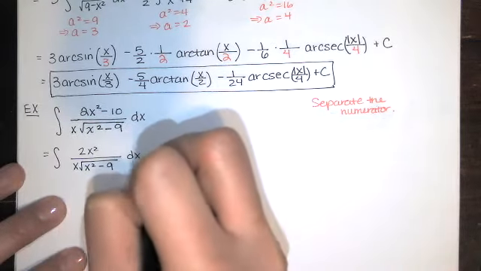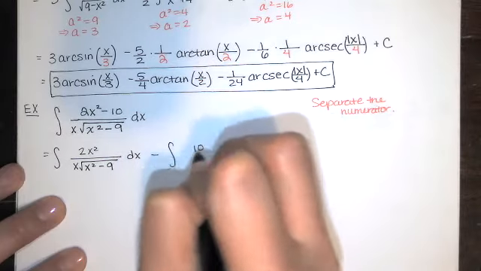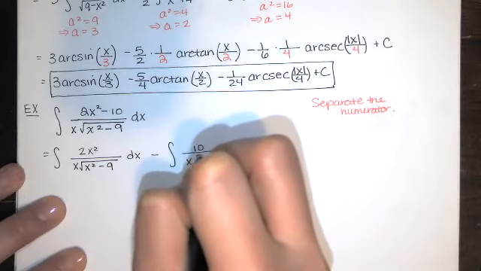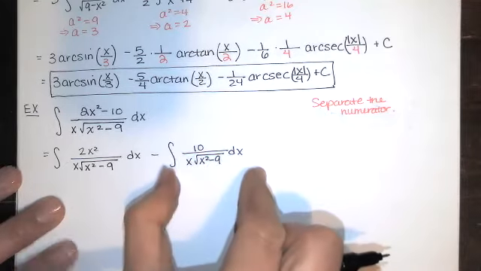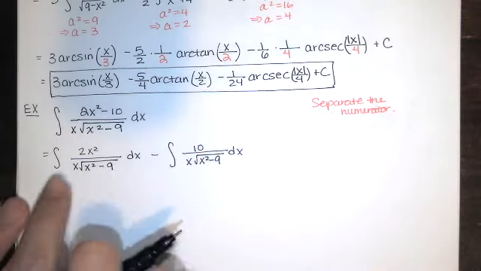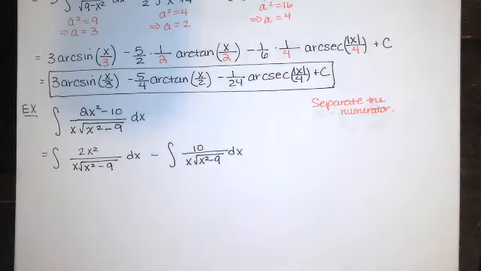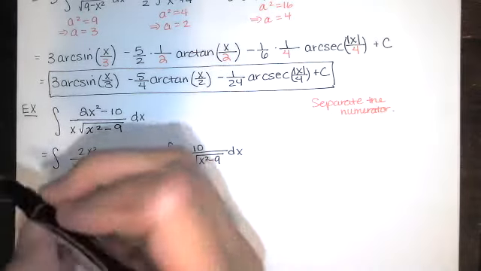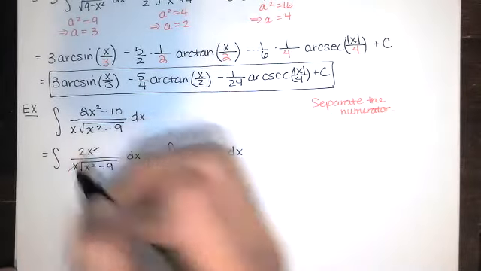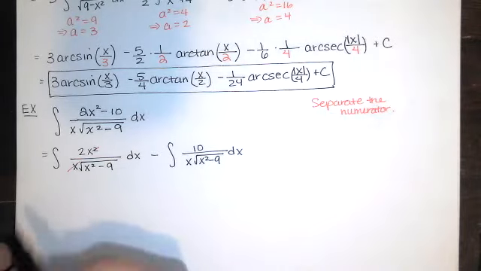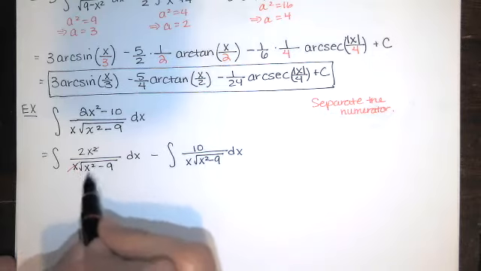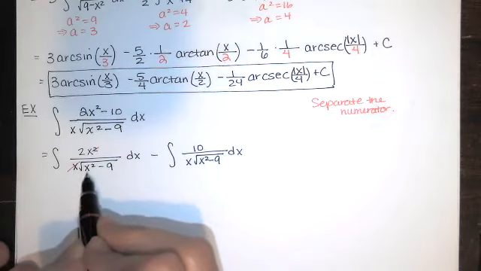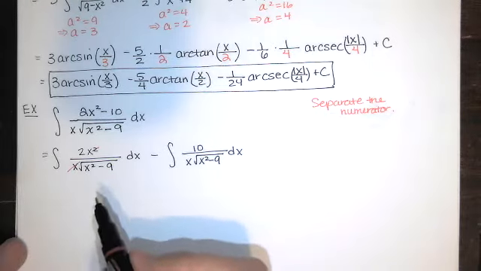And I'll have that as a separate integral, minus the integral of 10 over that denominator. And this turns out to be an arcsecant function, and the first integral ends up being a u-sub problem, but we've got to simplify first. X squared divided by x is going to be x. One of those x's will reduce. So this is a 2x over the square root of x squared minus 9.